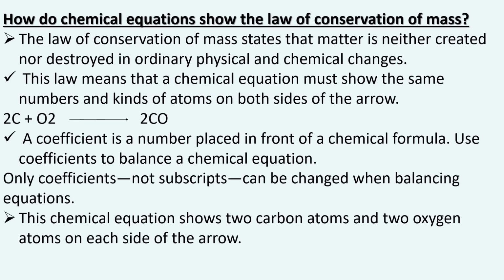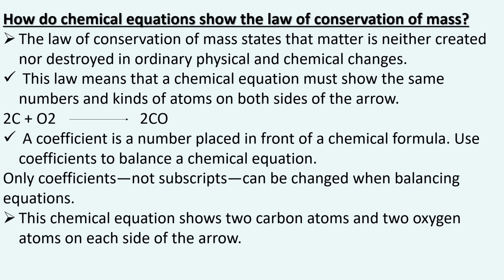How do chemical reactions show the law of conservation of mass? The law of conservation of mass states that matter is neither created nor destroyed in ordinary physical and chemical changes. This law means that the chemical equation must show the same number and kind of atoms on both sides. So we have two carbon to form two carbon. We have two oxygen to form two oxygen.